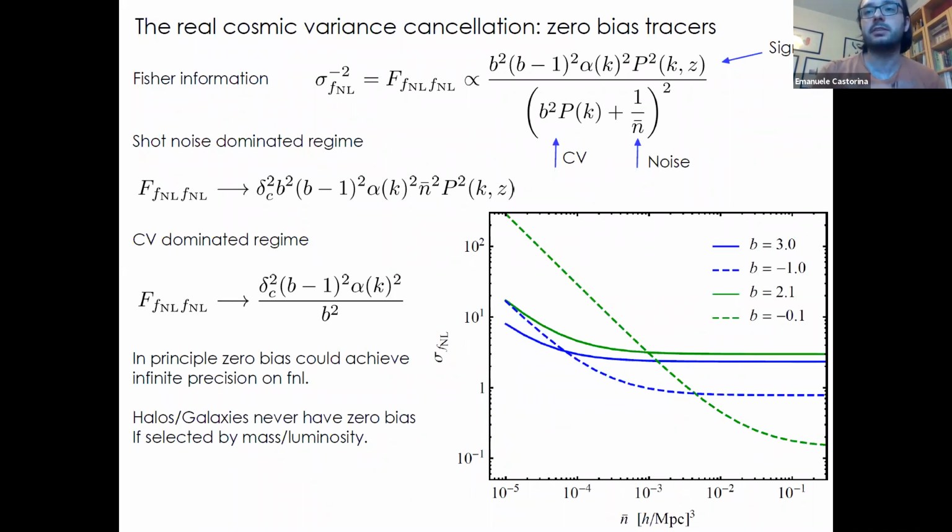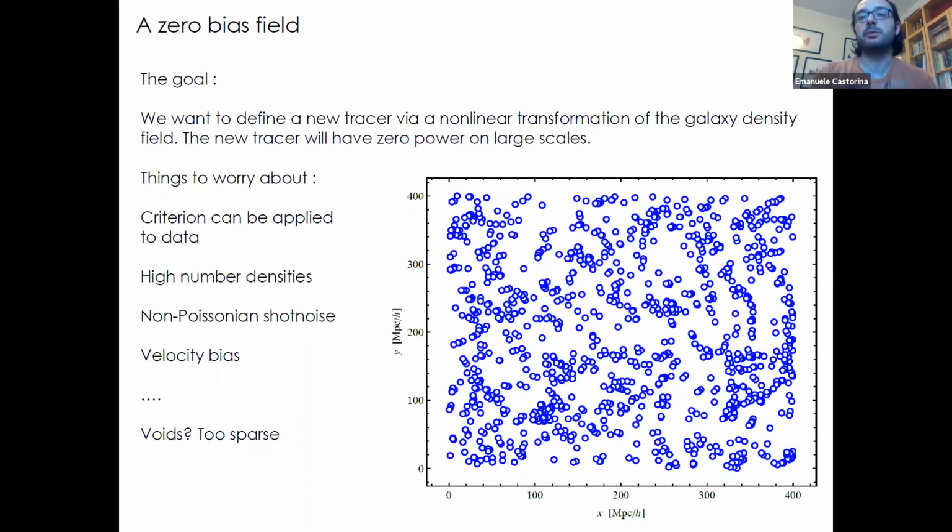And this is just the same Fisher forecast as before. And what you see, by comparing the dashed line and the continuous one, is that for two tracers which have the same signal, it's always better to take the one with the lowest value of the bias because that one has the lowest noise. Of course, zero bias is nice in principle, but in practice, how do we find such a tracer?